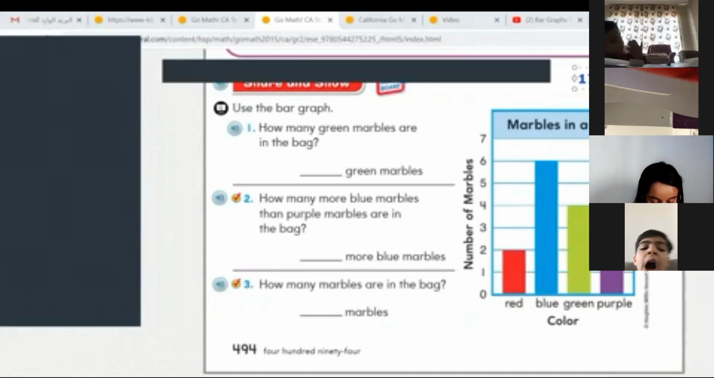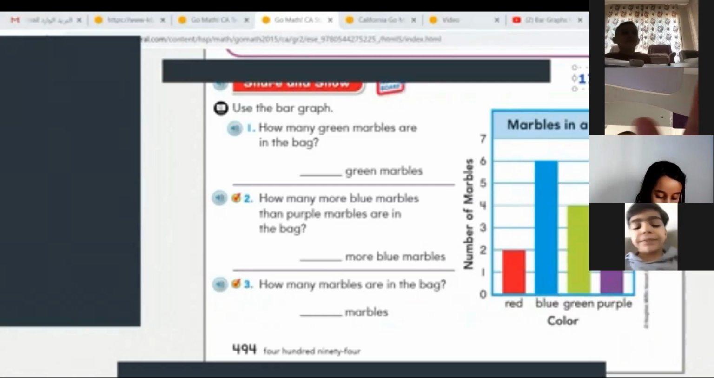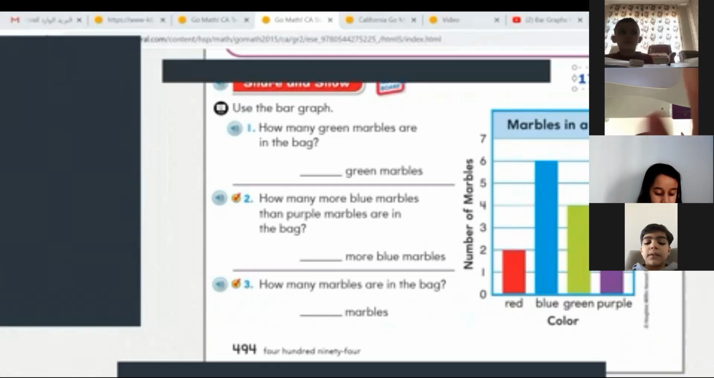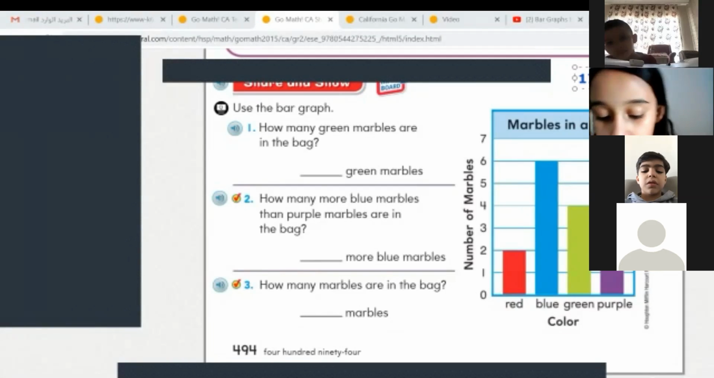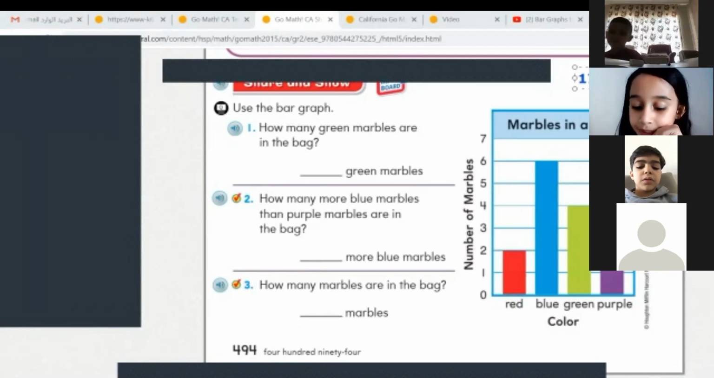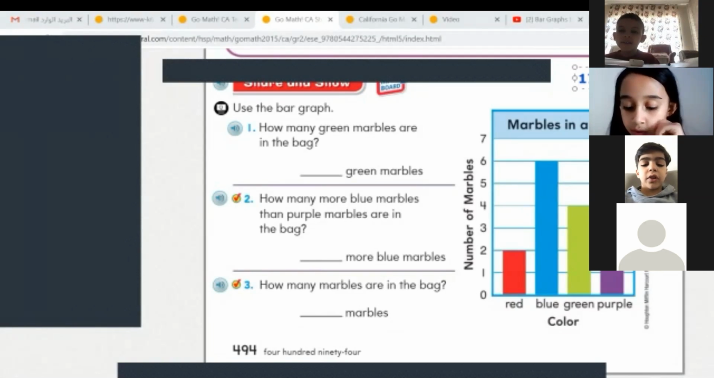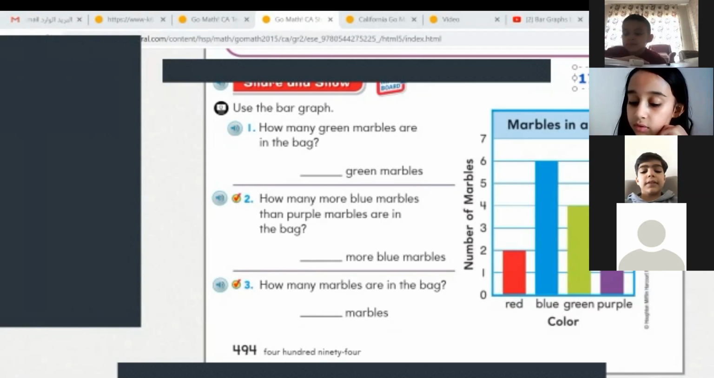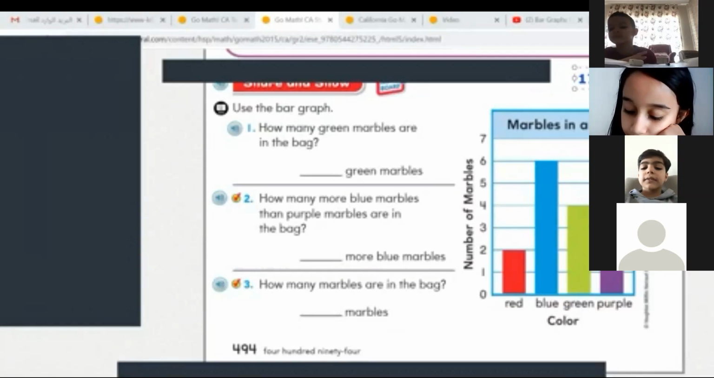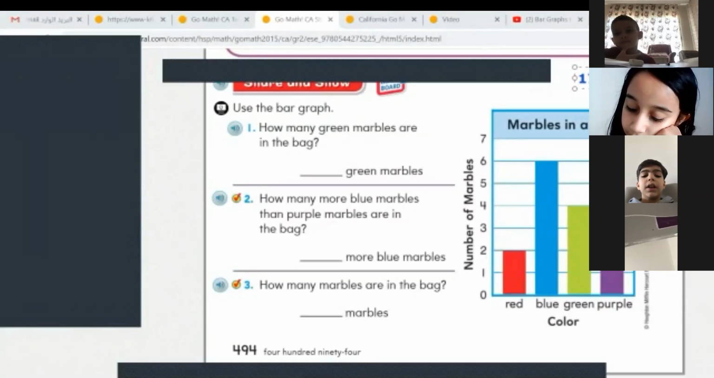2020. Okay. Here, this bar graph shows us marbles in a bag. They have different colors, if you can see. Follow with my mouse, okay? Red, blue, green, purple. And here in this side we have number of marbles. Number of marbles from 0 to 7. Okay. Let's read the questions and answer them after looking at the bar graph, okay?